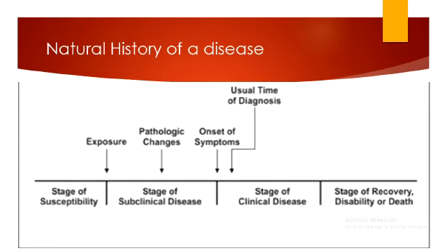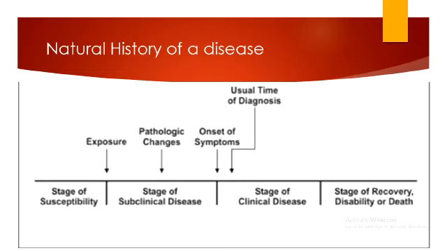Then comes the natural history of a disease. The natural history of a disease starts with the stage of susceptibility, where the pathogen is there and the human body can be exposed to the pathogen at any time. And then comes the exposure. After exposure, the subclinical stage of the disease starts when the pathological changes occur at a molecular and at microscopic level. And then is the onset of symptoms.